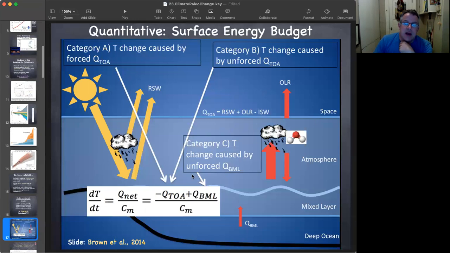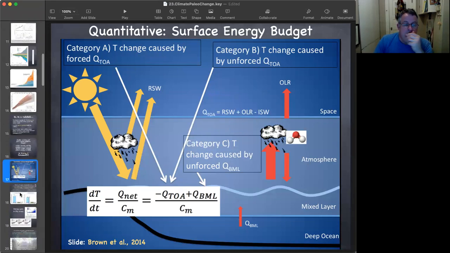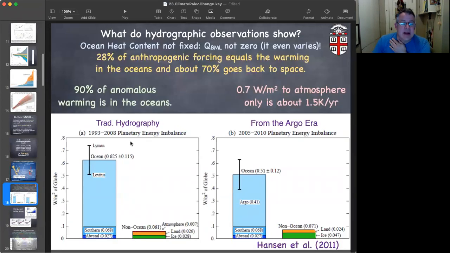Okay, so now if we're thinking about energy budgets, we can go back to our little energy budget that we've talked about a bunch with the incoming solar and the reflected, the outgoing long wave, the CO2 in the atmosphere that changes the outgoing window, warming up the mixed layer, all that stuff. And as we said last time, about 90% of the anomalous warming is in the oceans. And so that warming of the oceans is also the part that goes to sea level rise, but now we're starting to think about it in terms of the energy.